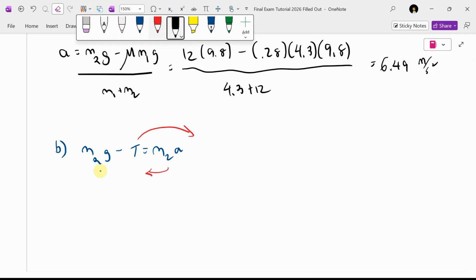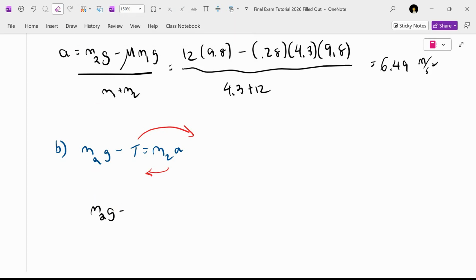It's going to end up being M2G minus M2A. That equals tension. It's going to be M2, 12, G, 9.8, minus M2, 12, times answer button.